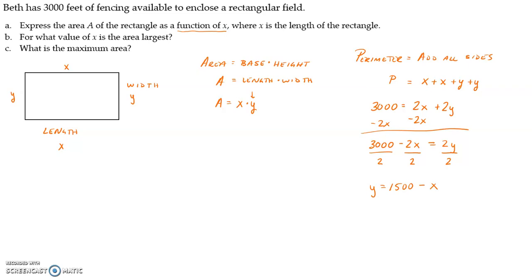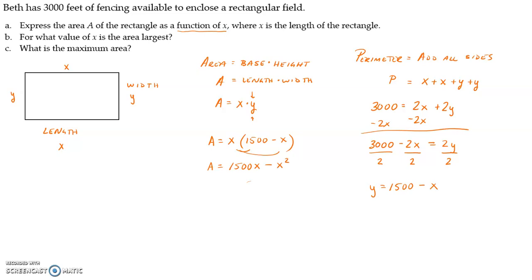Okay, we can go ahead and substitute this in for the y value that we see in our area formula. So we're going to get the area equals x times 1,500 minus x. Okay, and that's one way that we can write our answer for part A. Right, we have an area formula all in terms of x. We could also go ahead and distribute this x through. So a second option is going to be 1,500x minus x squared.